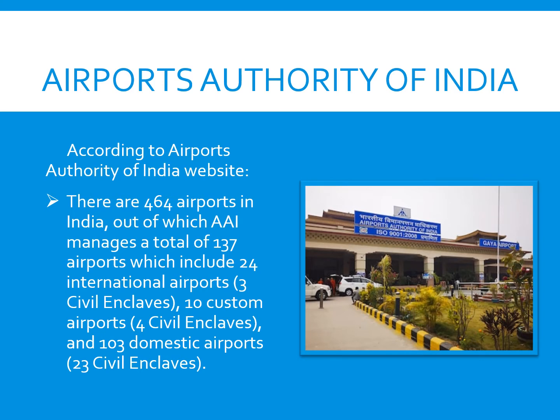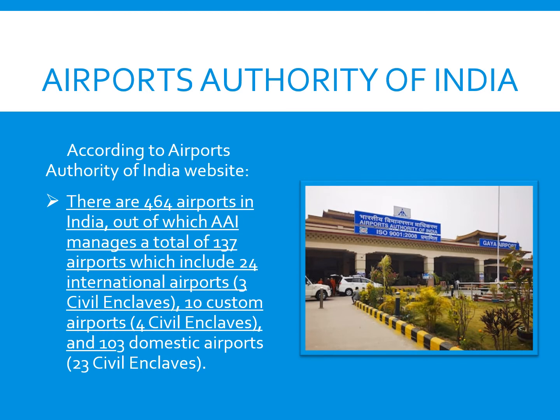According to the Airports Authority of India website, there are 464 airports in India, out of which the Airports Authority of India manages a total of 137 airports, which include 24 international airports, 3 civil enclaves, 10 customs airports, 4 civil enclaves, and 103 domestic airports, out of which 23 are civil enclaves. The picture on the right side shows the office of the Airports Authority of India in Gaya.